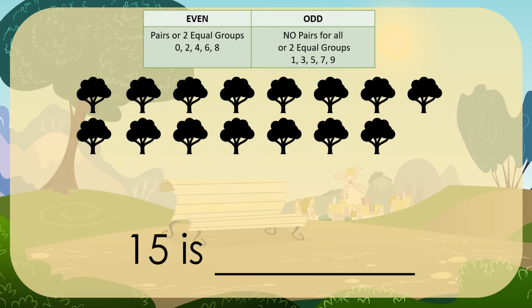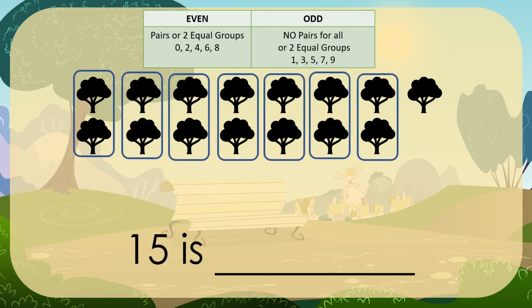Let's think about the number 15. I can tell by looking at this group of trees that most of my trees will have a partner, but I will have one left over. So there's one tree that doesn't have a partner. That tells me that 15 is an odd number.